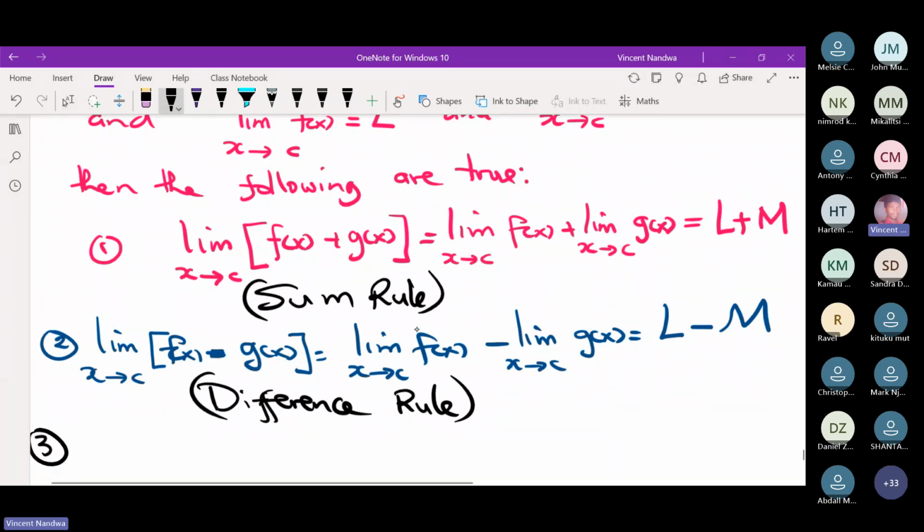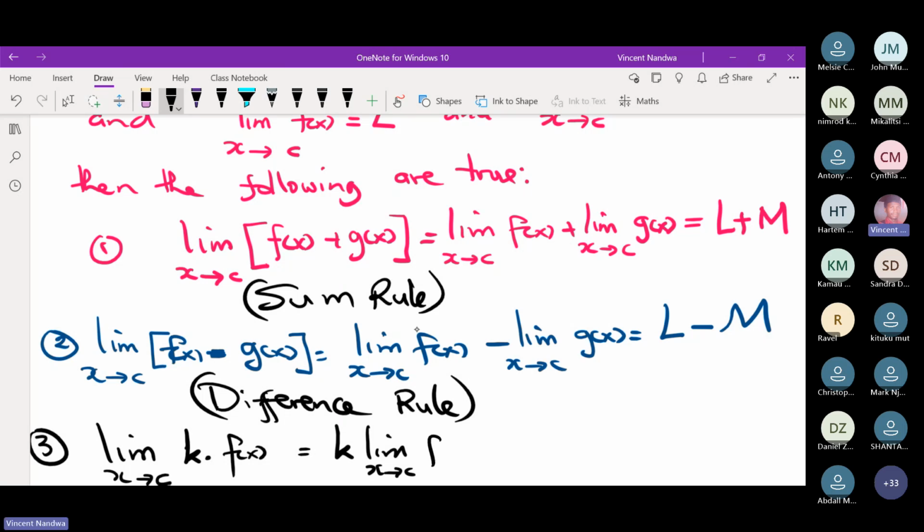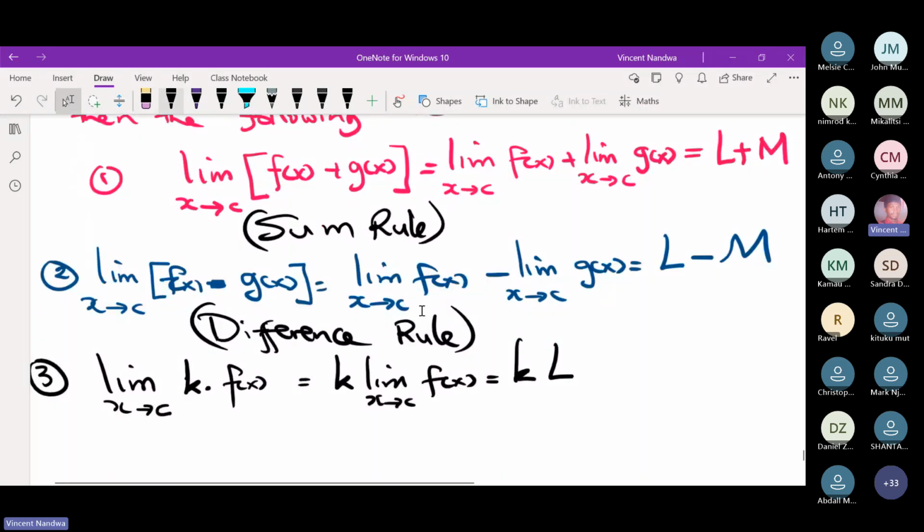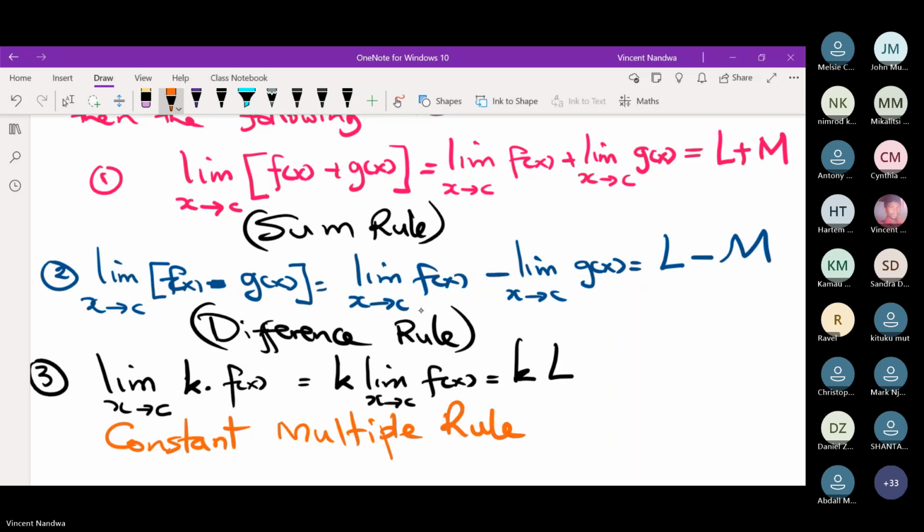And then number three, the limit as x approaches C of k times f of x is the same as k times the limit as x approaches C of f of x, which is just KL. This will be called the constant multiple rule.